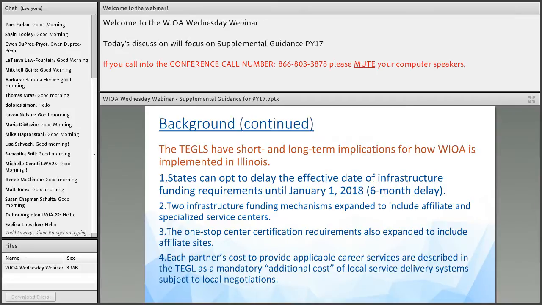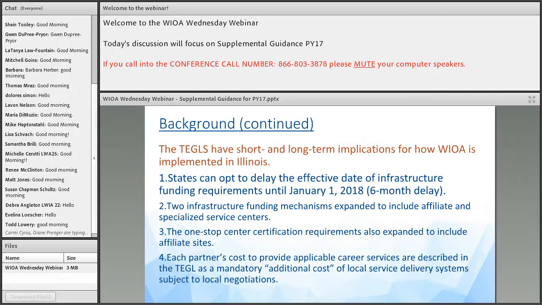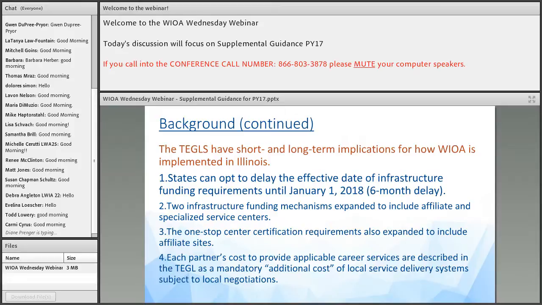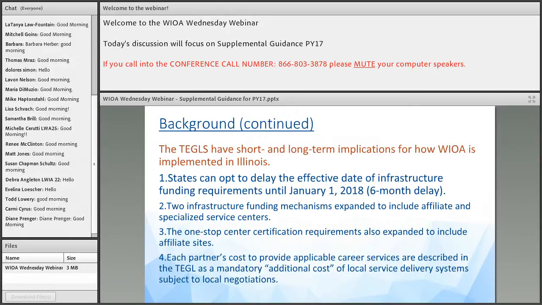So the TEGLs issued have significant effects on the Governor's Guidelines Revision 2. Some are short-term effects, some are long-term effects. This slide shows the 4 major changes introduced in the TEGLs, and I want to describe how they would affect the Governor's Guidelines, and then we'll talk in a few slides about how we're actually approaching them. So the TEGL first states that states can opt to delay the effective date of infrastructure funding requirements by 6 months, so until January 1st, 2018. In Illinois, infrastructure costs and requirements are actually on track to being met by July 1, 2017.